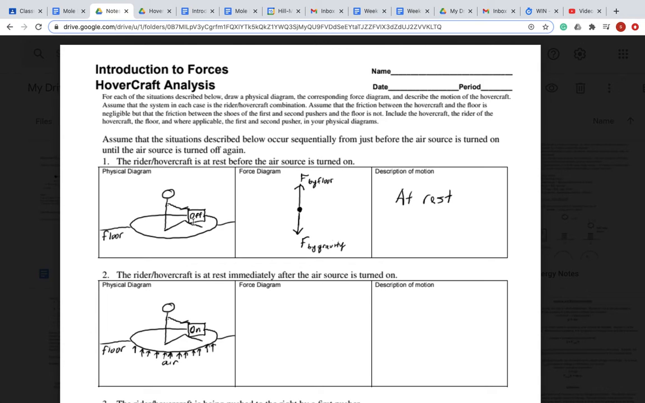And so I have to look at everything that's touching the hovercraft rider. And the only thing that's really touching the hovercraft rider is the floor. So it's the floor below the actual hovercraft.